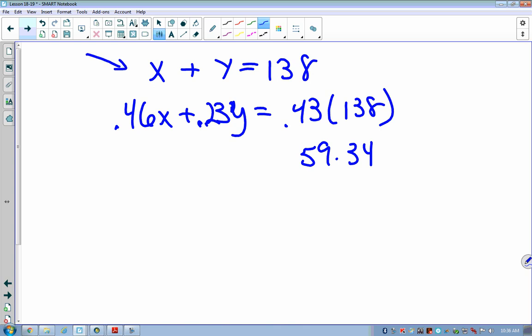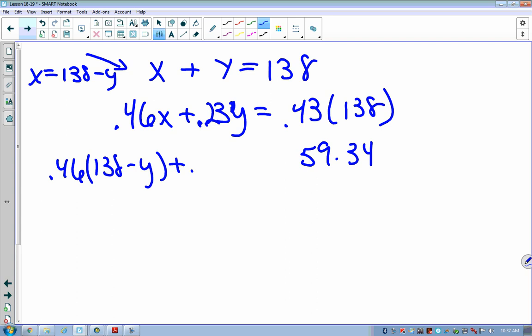Now, if I wasn't going to use a matrix, does anybody know what we would do? Take this first equation and solve for one of the variables. So for instance, x equals 138 minus y. So I could take 0.46 times 138 minus y plus 0.23y equals 59.34. That's going to solve for y. In the end, that's probably not the solution you wanted to jump to. You probably would have wanted to solve for x.